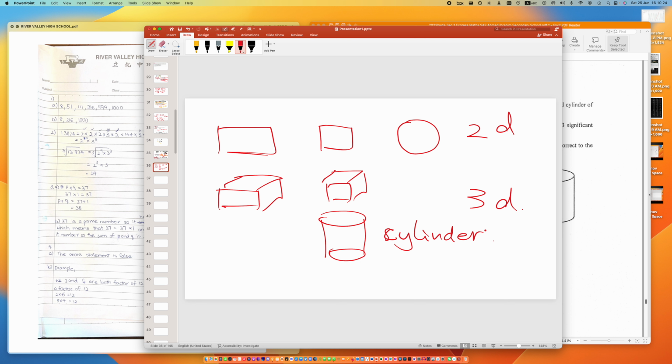Okay, so for 3D, you have both the volume and the area to talk about. Let's start off with the volume. The volume of a cuboid is l times b times h, which is a recap, not something new.